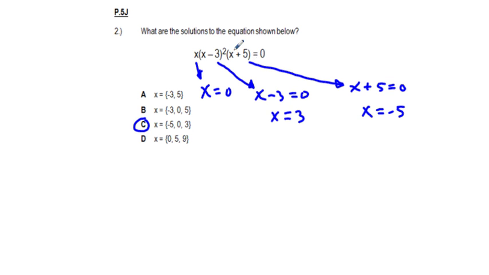And if we graph this function as f of x in our calculator, x times the quantity x minus 3 squared times the quantity x plus 5, we would see the graph of the function touch the x-axis at negative 5, 0, and 3.